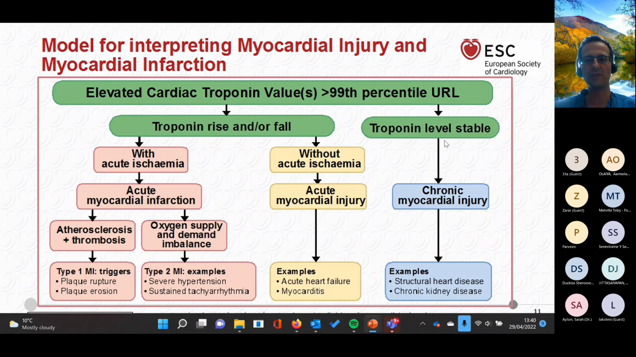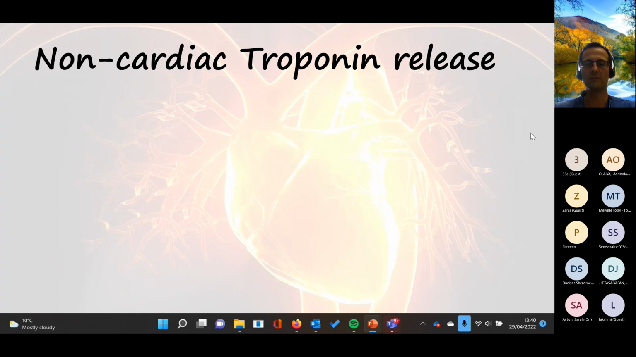And if the troponin level is stable, it could be that there's a chronic pathology going on, like hypertrophic cardiomyopathy, or it could be that they've got chronic kidney disease, for example, and that would mean that we weren't dealing with an acute coronary syndrome. I'll talk a little bit more about type 1 and type 2 in a second, just to really clear that point up if anybody hasn't followed that. But there are lots of non-ischemic causes of troponin release.